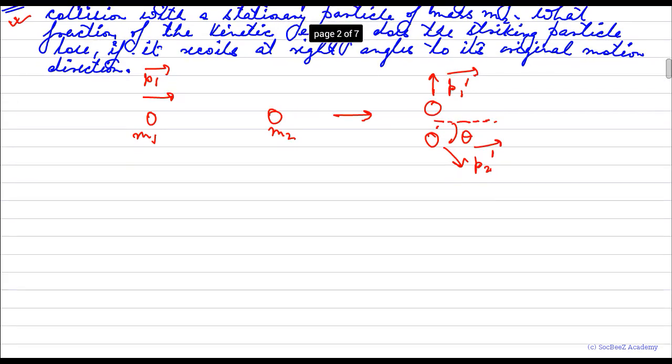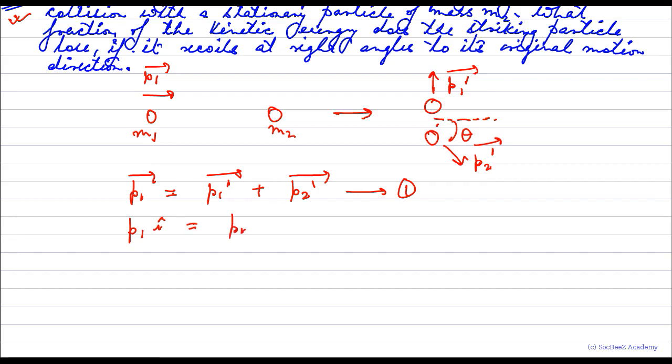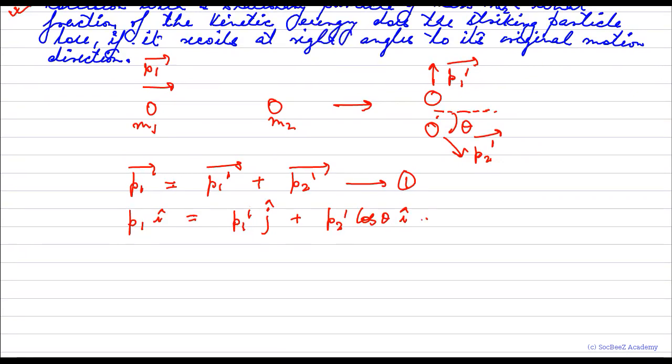My first equation is going to be that of momentum conservation. I'll write down p1 must be equal to p1 dash plus p2 dash. So this is my first equation. This can be written as P1 i cap must be equal to P1 dash j cap plus P2 dash cos of theta i cap minus P2 dash sine of theta j cap.